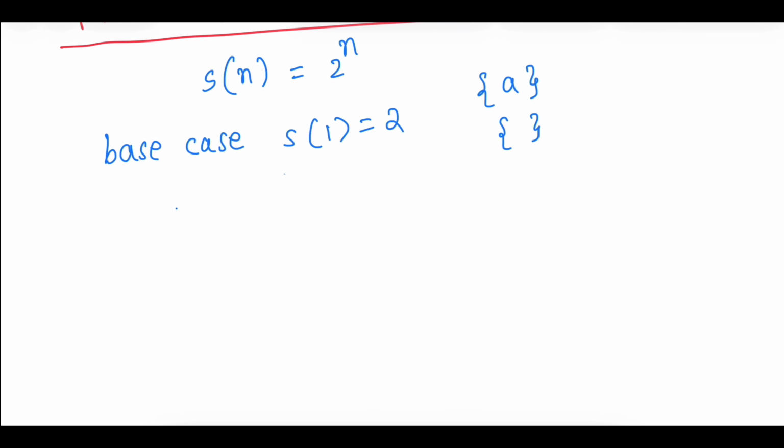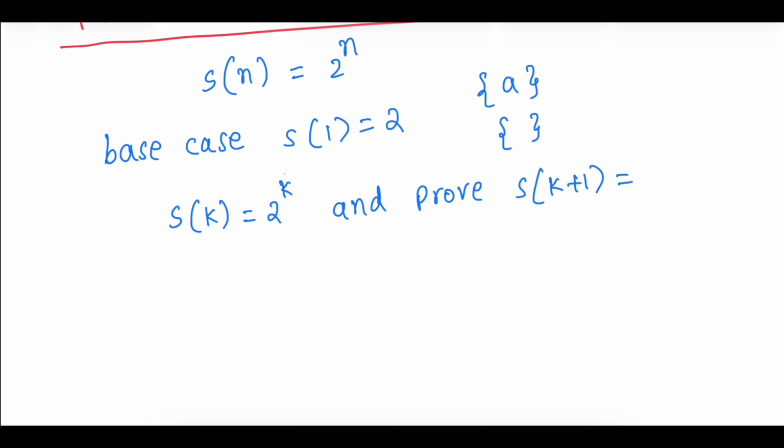right? Then we assume that it is true for some number k, and then prove that it is true for S of k plus 1, the k plus 1th element, right? So we assume it's true for S of k, for the kth element, and we need to prove this is true for the k plus 1th element. If we can prove this, then this will be true for all the natural numbers.